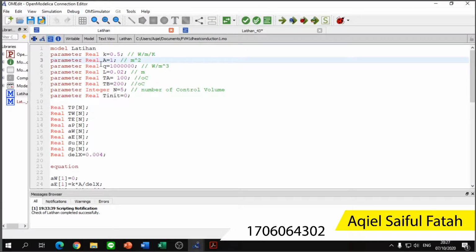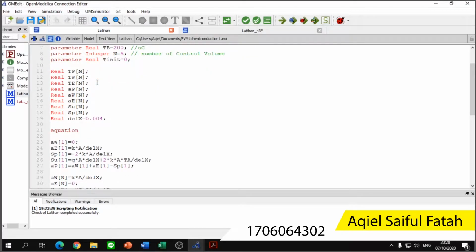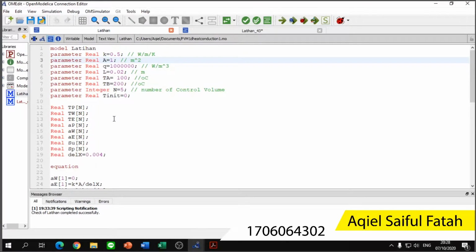And then there's one parameter missing for 4.2, which is Q. You just copy it like the rest, paste it in, and change the Q into the value that is in the example. And then the text below we can ignore.